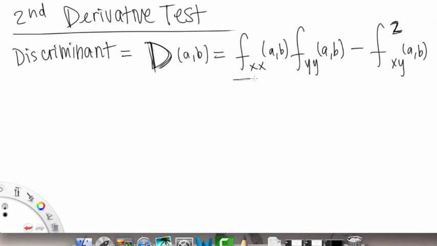But for right now, it's good to know that f sub xx is the second partial, taking the partial derivative with respect to x and then with respect to x again. This one is the result of taking the partial derivative with respect to y twice in a row. And this one is obtained by taking the partial derivative with respect to x and then to y, or even the other way around. Remember, you can do it in any order. That's what Clairaut's theorem says.